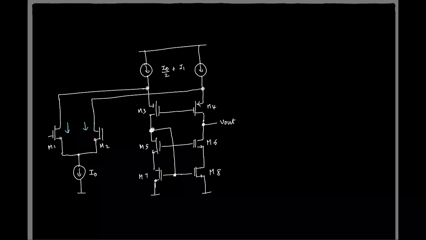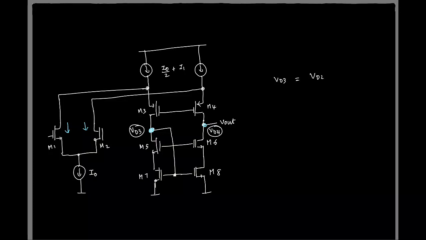Again, it will be split equally. Although this is asymmetric, you can argue by contradiction and find out that these two nodes will be at the same potential. If I call this VD3 and this VD4, we'll find VD3 will be equal to VD4. And what will this be equal to? VD3.